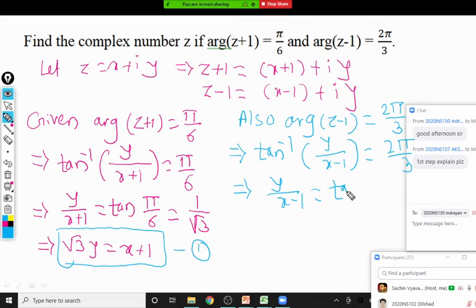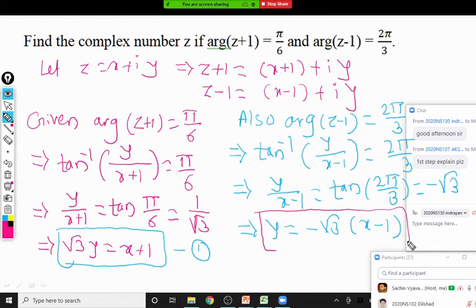Now calculate tan of 2 pi by 3. Use a calculator, you will get the answer, but you should be able to. Minus root 3. Minus root 3 is the correct answer. Good. So if we cross multiply now again, y becomes minus root 3 of x minus 1. And here we got equation number 2. Now the task left is to solve equations 1 and 2 simultaneously, and we get the required answer.